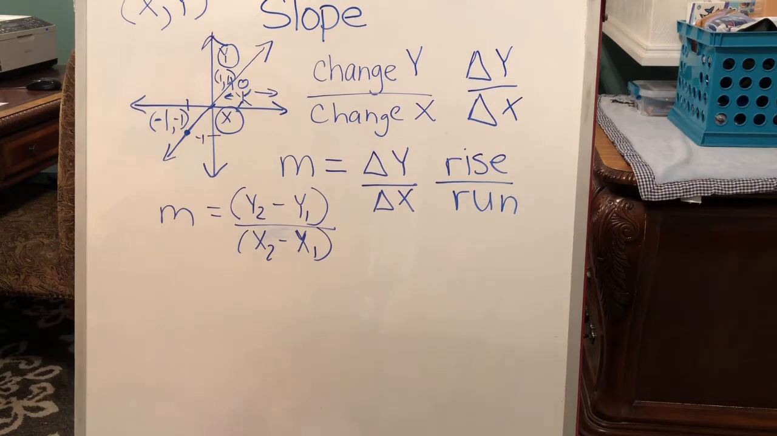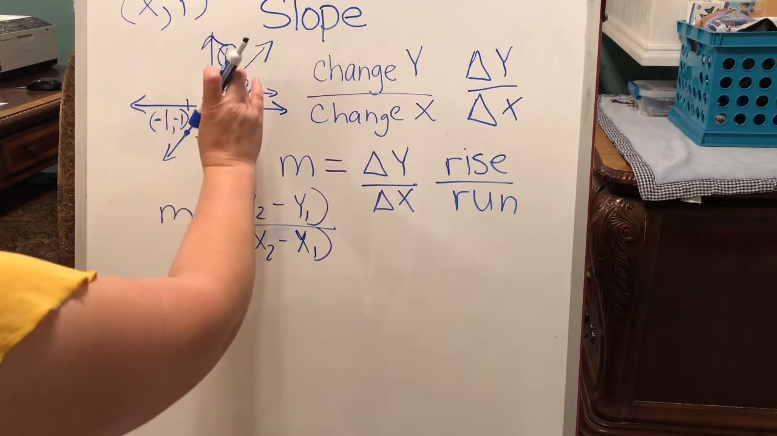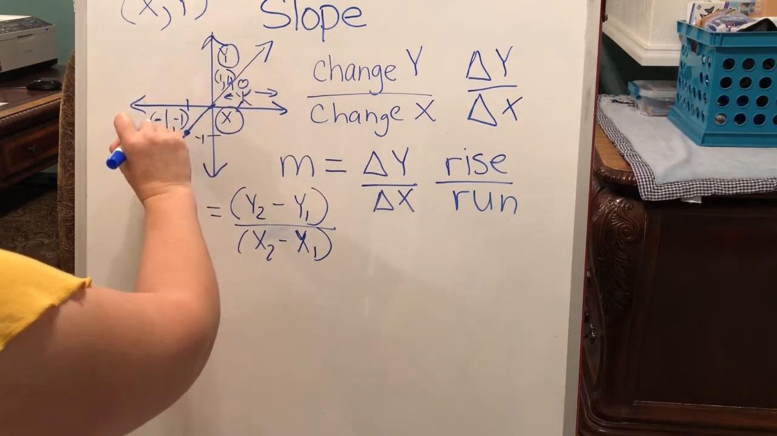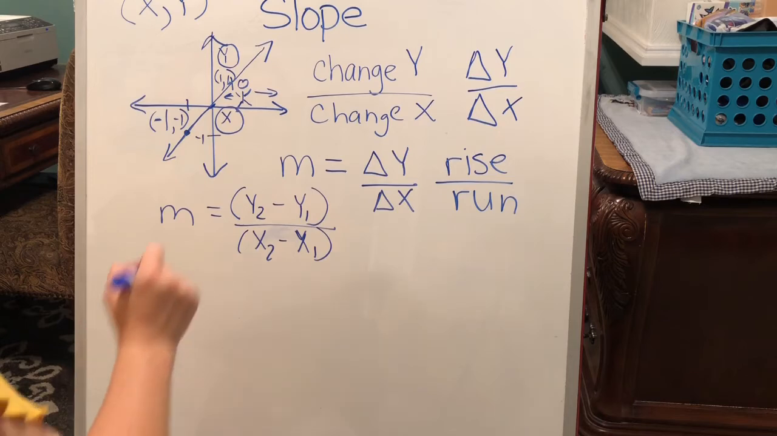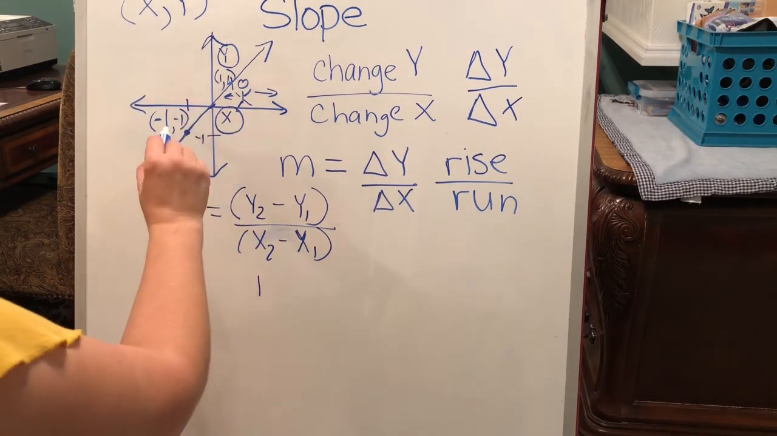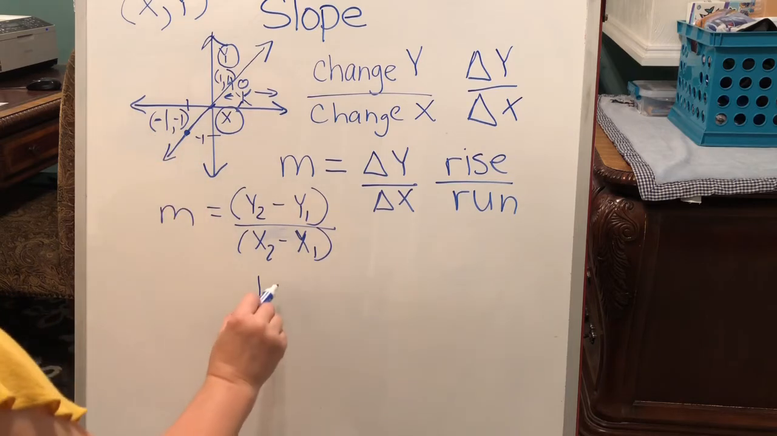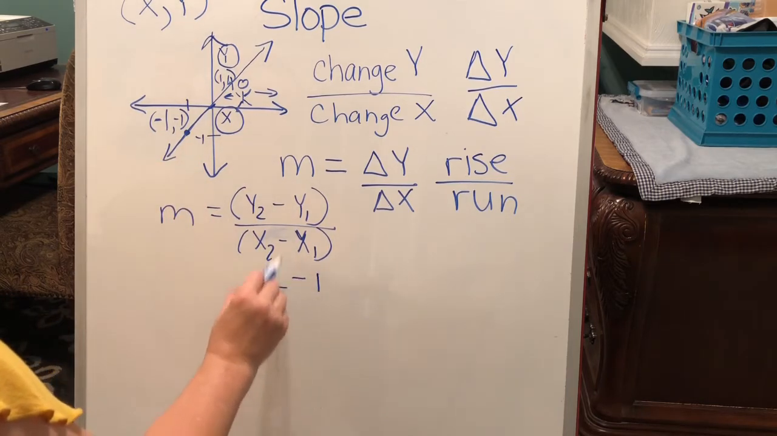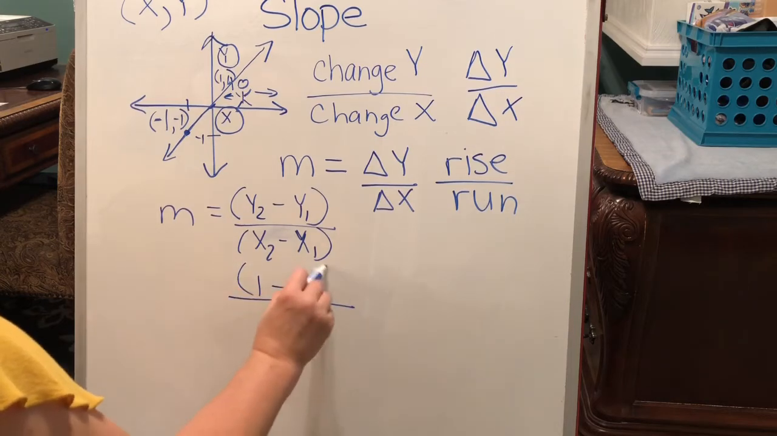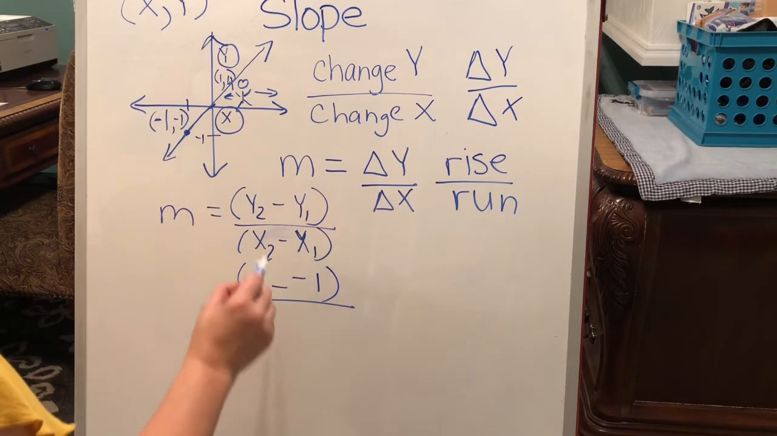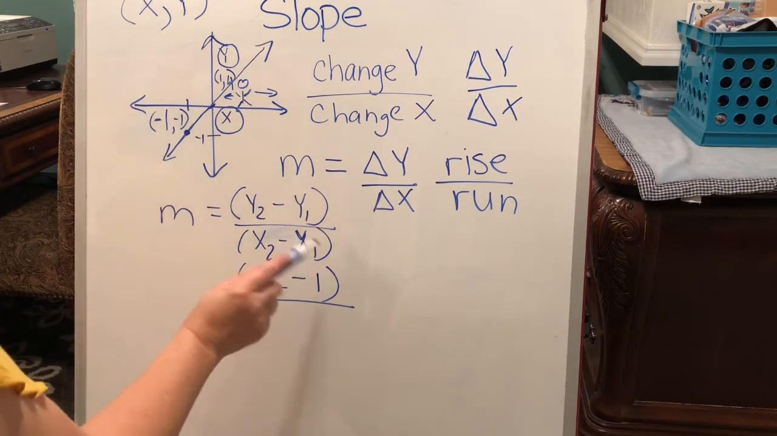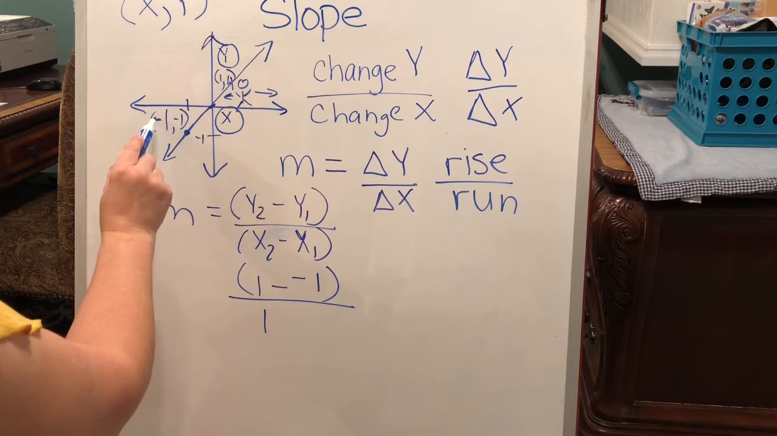All right, so what are those values here? I know it's kind of messy to see, but this one is 1, 1. And this one is -1, -1. So let's plug those in. y2 is 1. y1 is -1. So we're going to minus a -1. Okay, we're going to put that all over x2 minus x1. x2 is 1 and minus a -1.